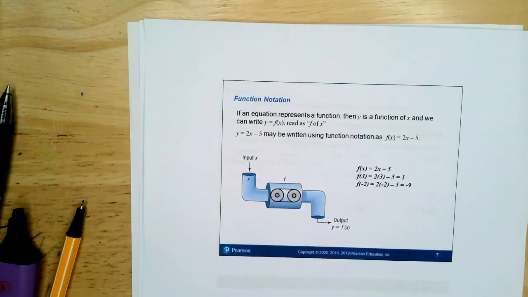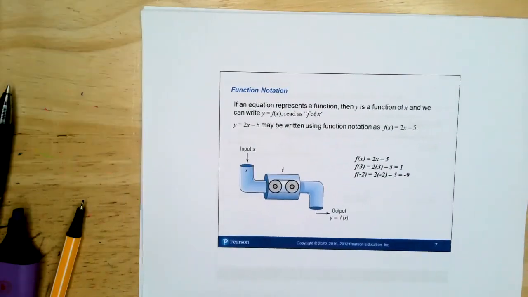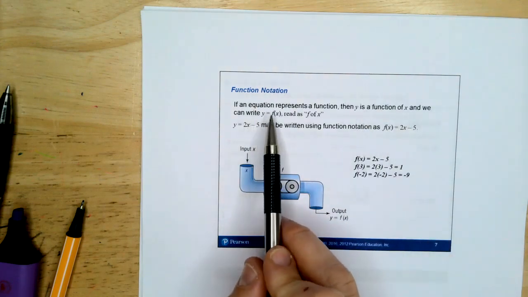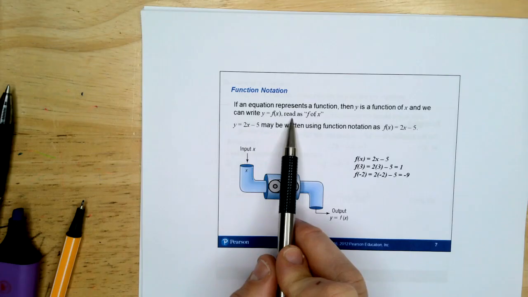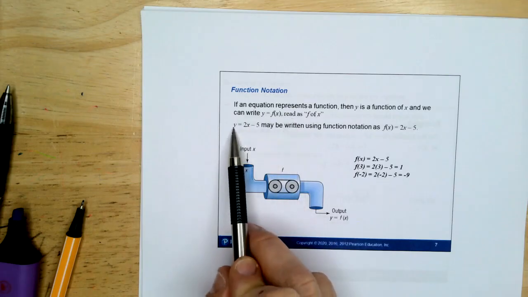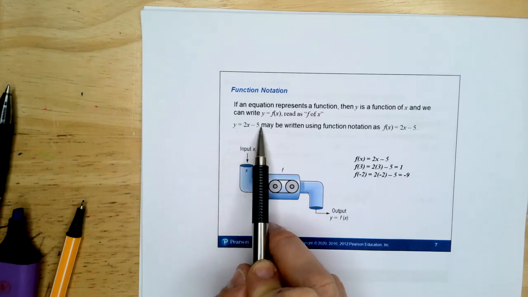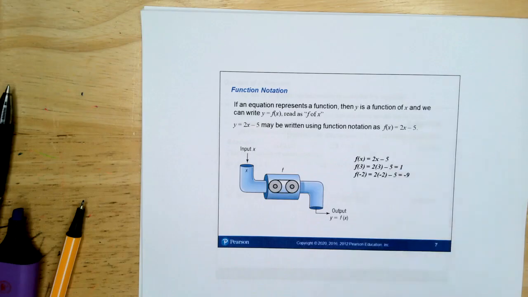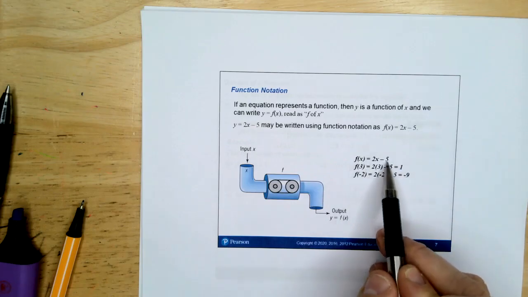So here's just a little picture of function notation. If an equation represents a function, then y is a function of x, and we can write y equals f of x instead of y. Y equals 2x minus 5, if it's a function, can be written using the function notation f of x equals 2x minus 5.